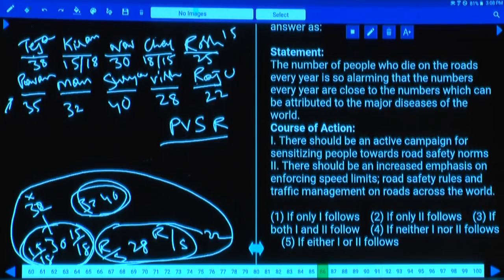Then, in the courses of action, as we have discussed in the class, what is the first and the basic thing that has to be identified? In the statement, a problem will be given. First, we should identify the problem correctly given in the statement. Clear?